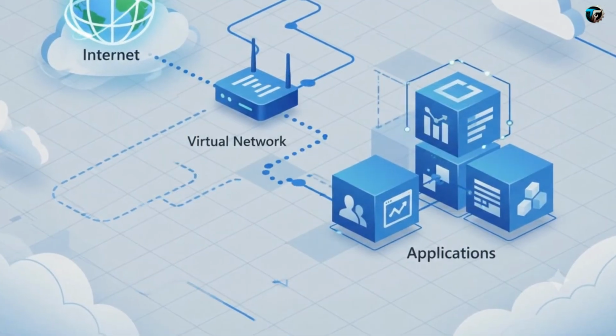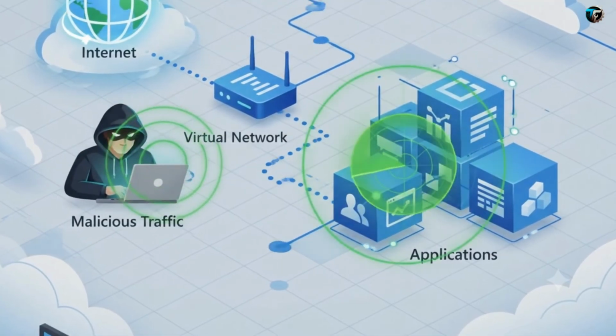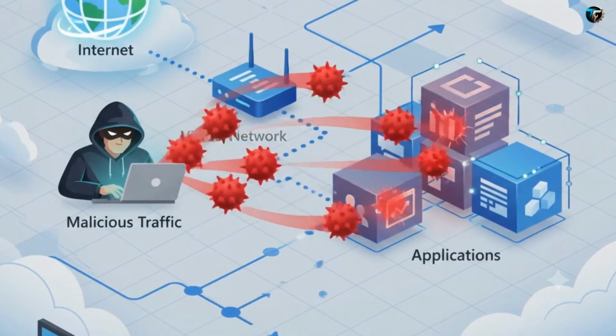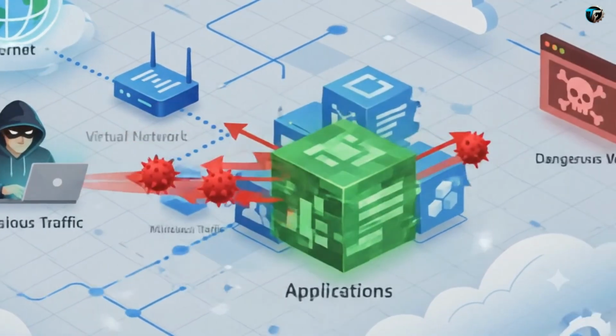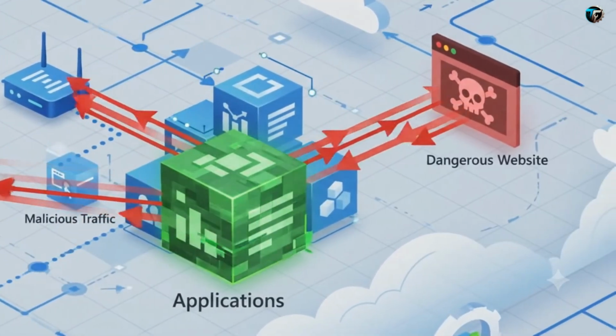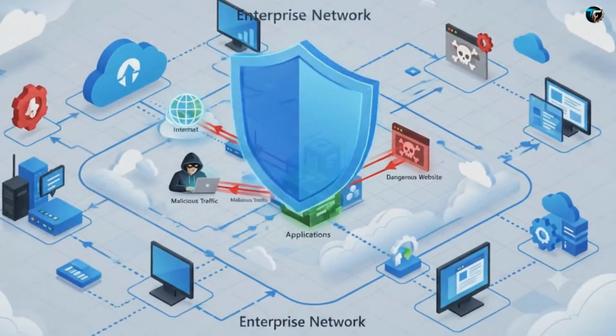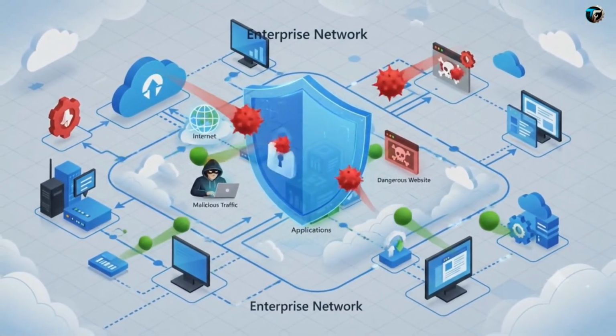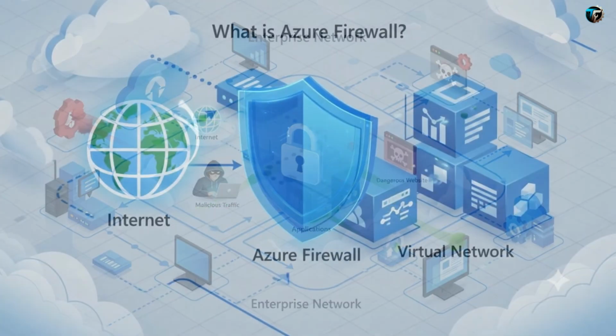Every application running in Azure communicates over a network. Without protection, hackers can scan ports. Malicious traffic can enter. Compromised applications can communicate with dangerous websites. This is why enterprise networks need centralized protection.